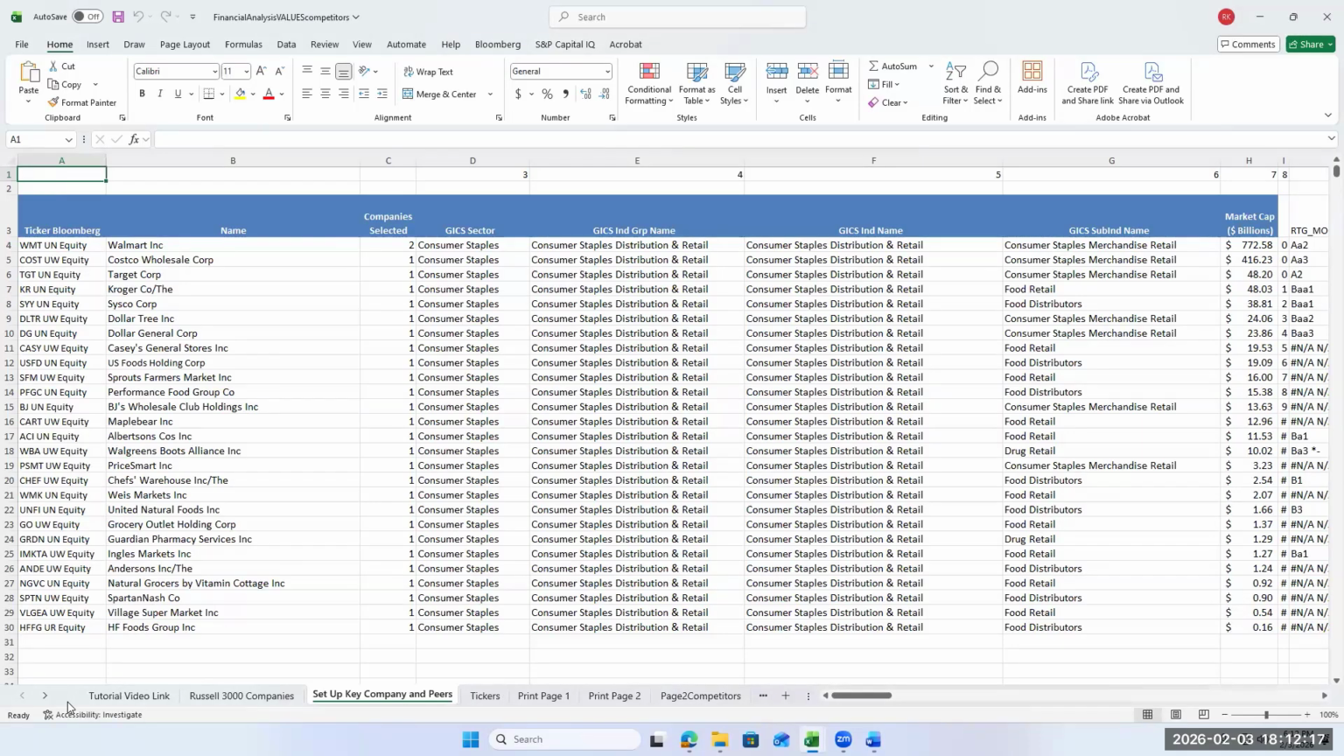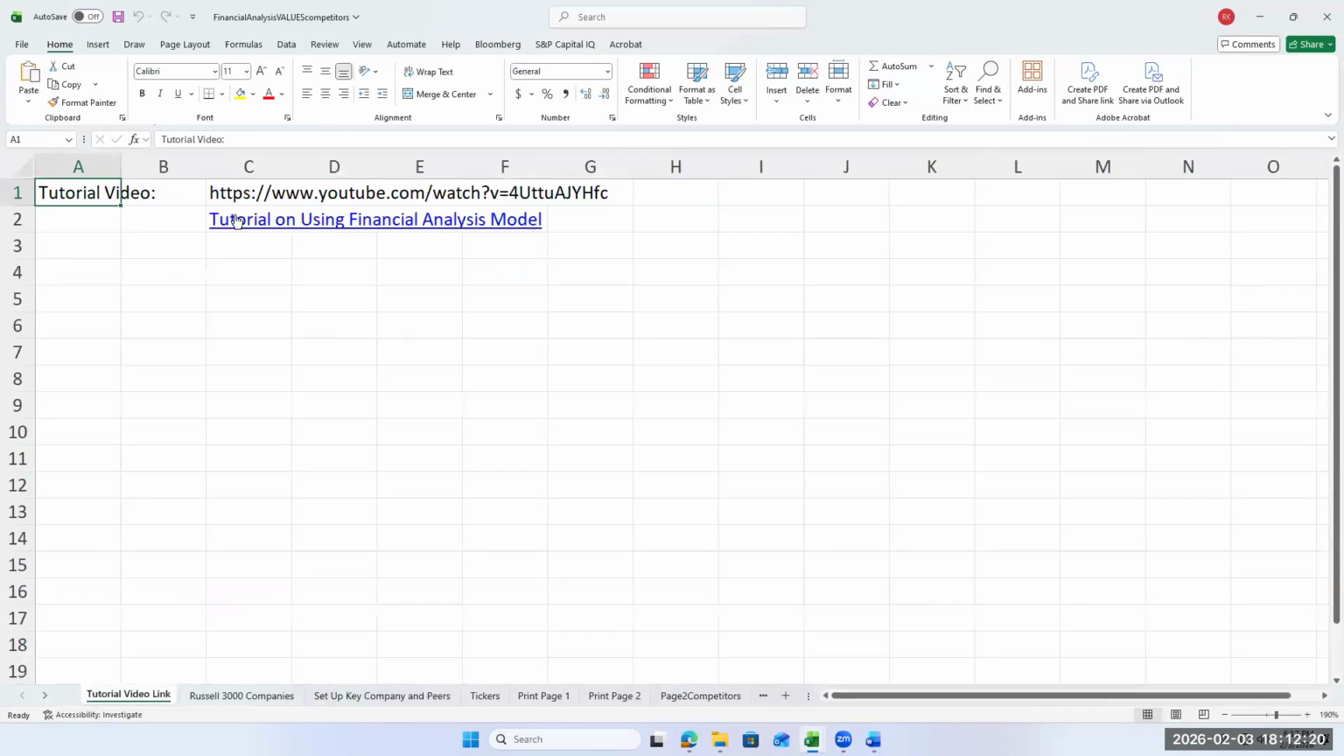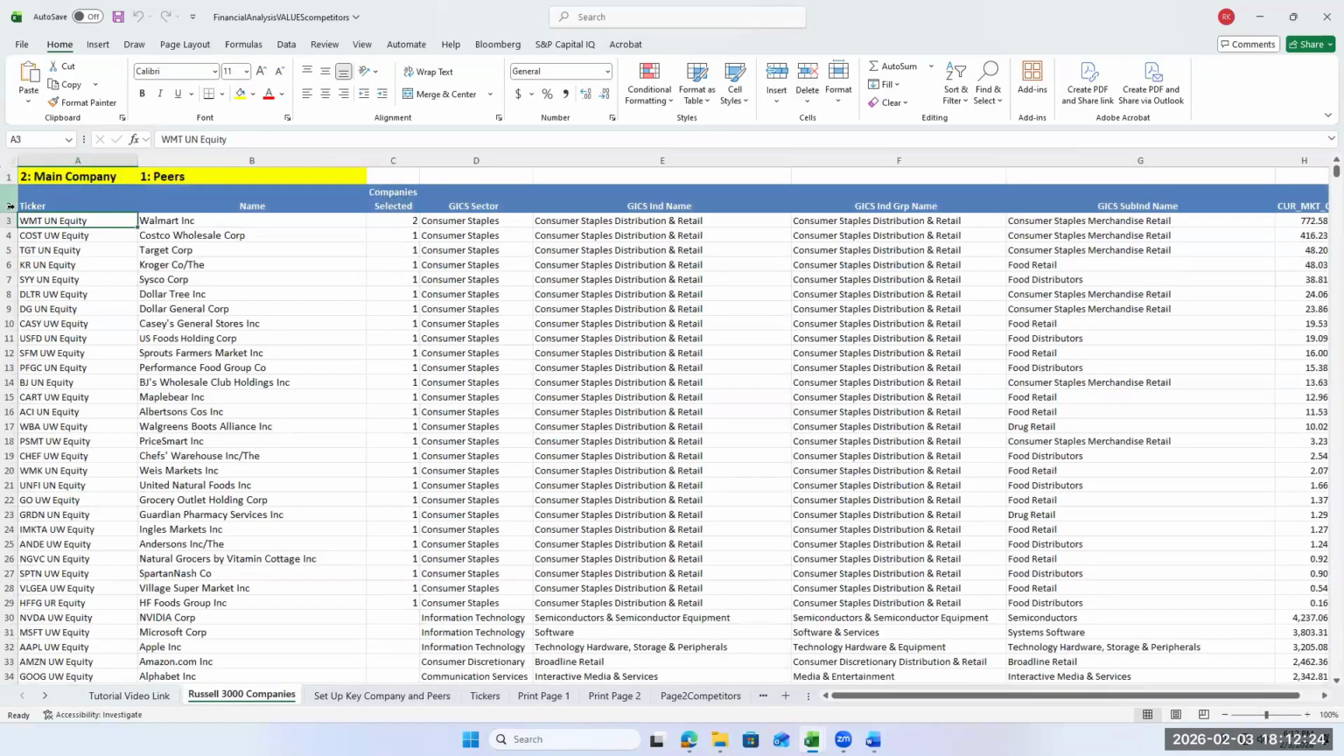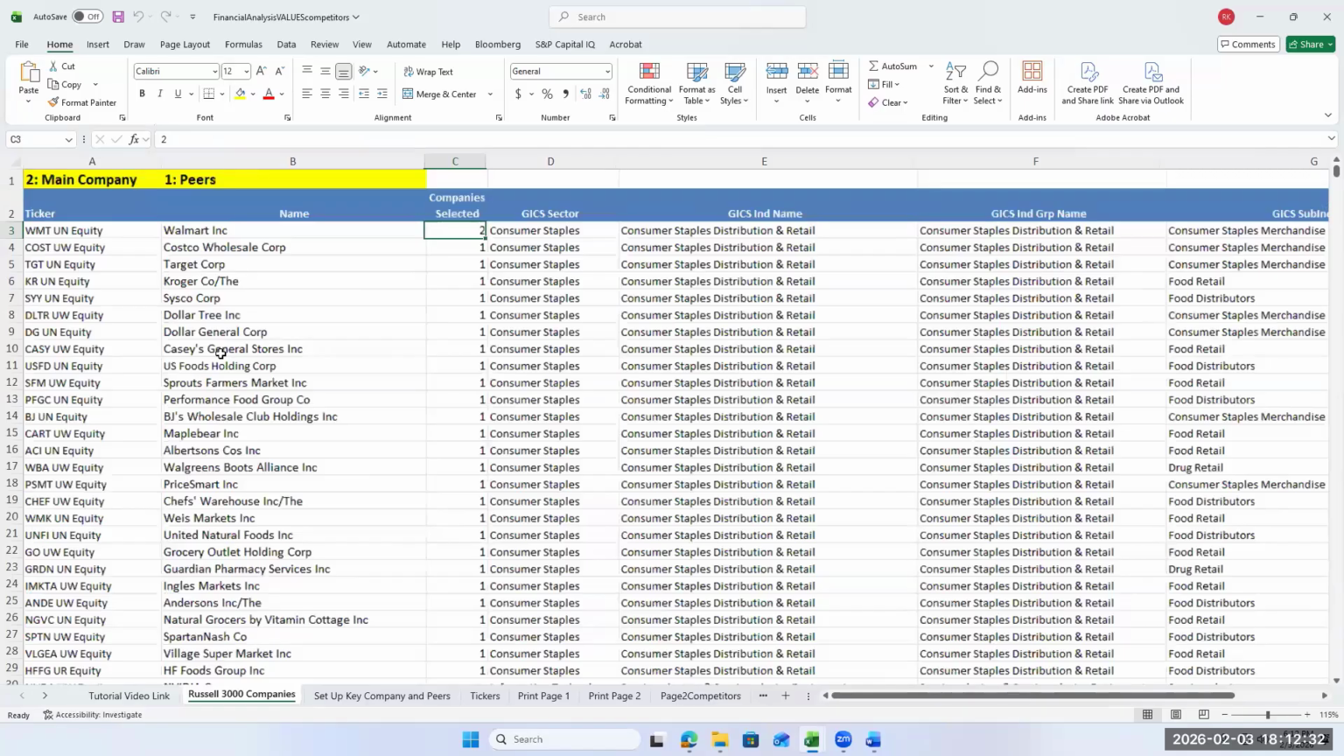All right, so here's the actual model. There's a tutorial video up front. What you do is you've got the Russell 3000. You sort it around until you get the company you want. You put a 2 by that company.